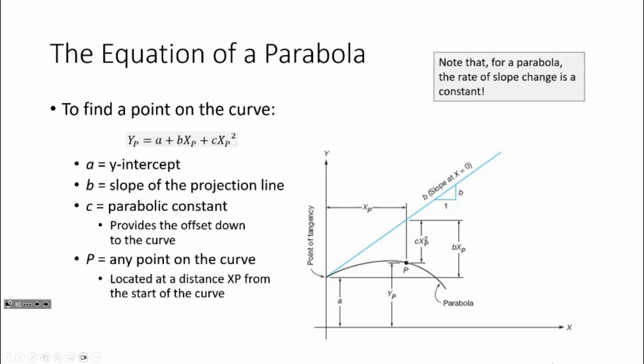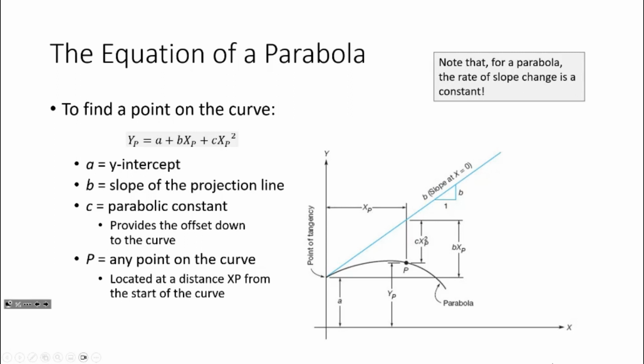B is what we call the slope of the projection line, or really just the slope of the line right at the beginning of the curve. I think that's pretty straightforward, because if I took the derivative and set x equal to 0, I would get a value of b. So that's my initial slope right here. Symbolically, this b value is going to be g1, the first slope. And then this term c is a parabolic constant; it provides the offset down to the curve from the projection line.